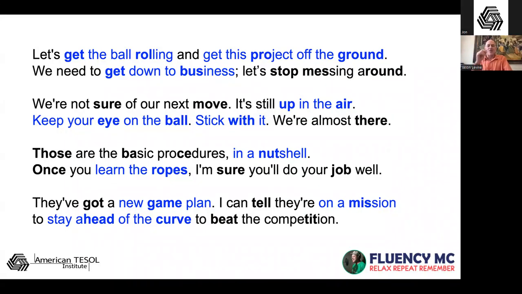Let's get the ball rolling, get this project off the ground. We need to get down to business. Let's stop messing around.